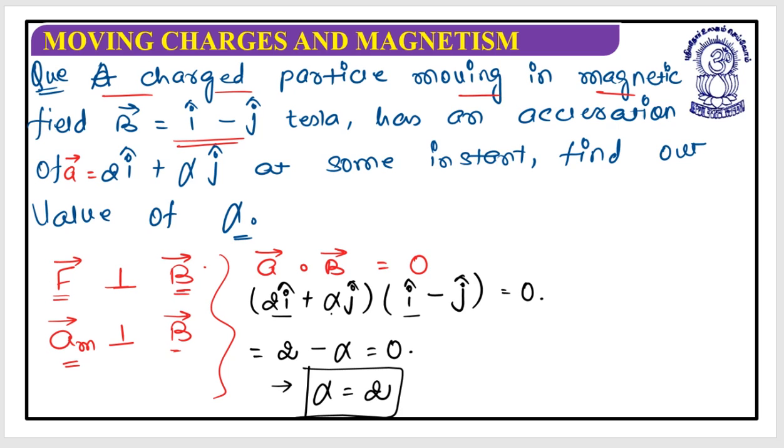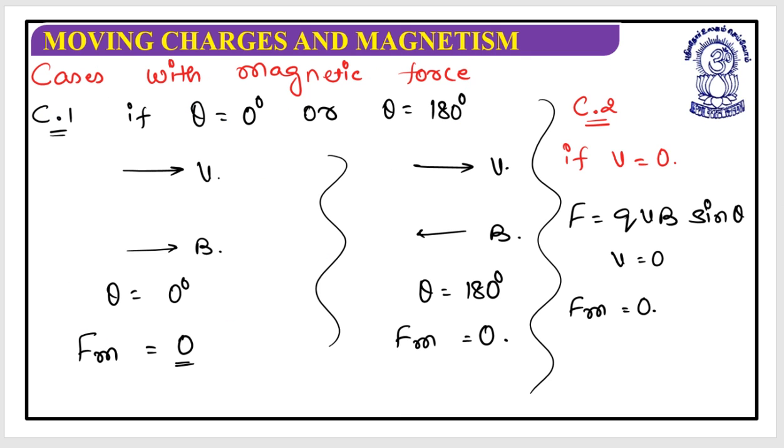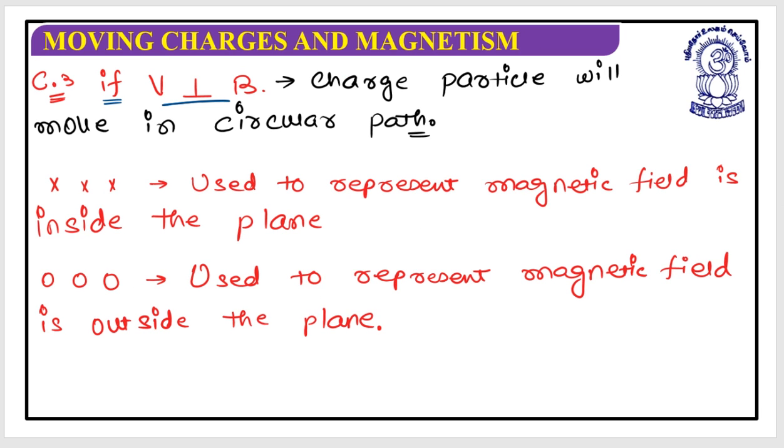So we have looked at three cases; ideally, there are four cases. If you remember, this is the first case, if theta is equal to 0 or 180 degrees. This is case number 2, if velocity is 0. And then the third case, very important, if v is perpendicular to B. These three cases we have discussed up till now. Are you comfortable with this?